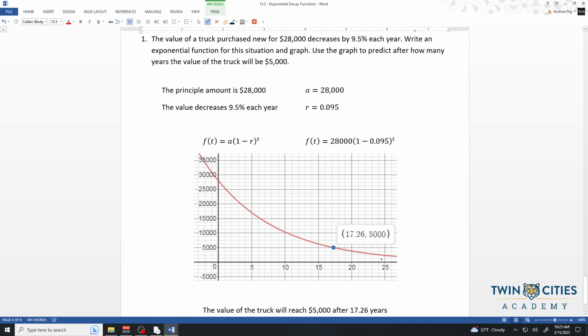And you'll see that those two are going to intersect. You'll have this curve and you'll have just a horizontal line. And where those intersect, the x value is how much time it takes. In this case, the value of the truck will reach $5,000 after 17.26 years, so a little over 17 years. You'll have a few problems like this, as well as all the other ones that we worked on in the assignment for this section.